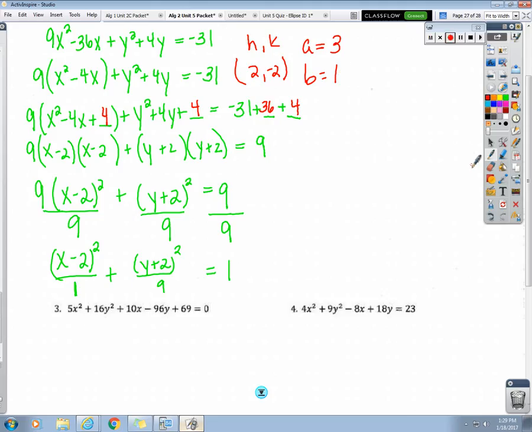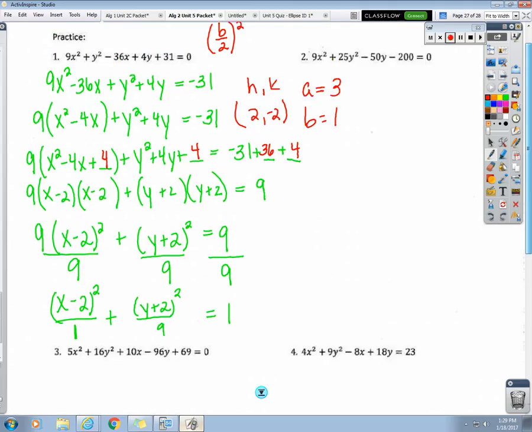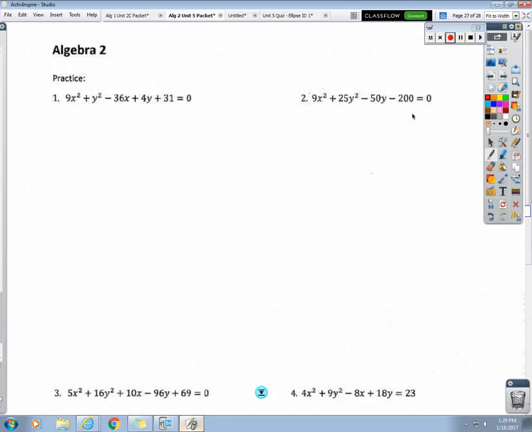Okay, let's try one more together. Can I erase this one, or is anybody still copying? Well, get out scratch paper. Okay, number 2.